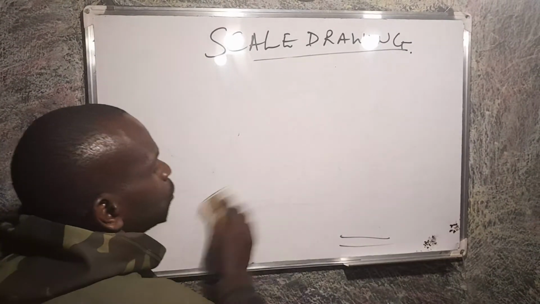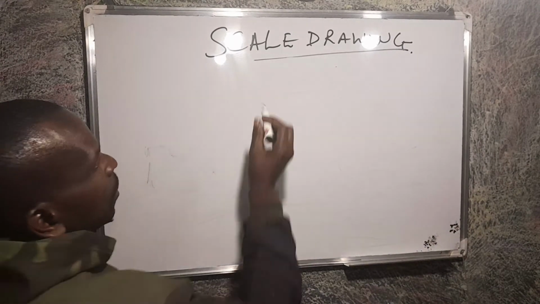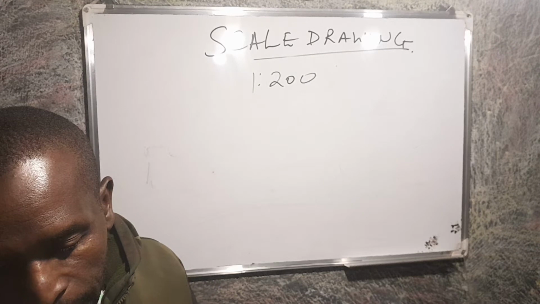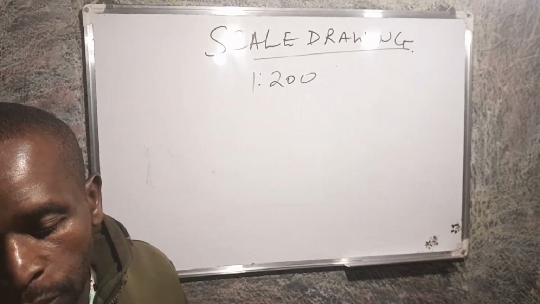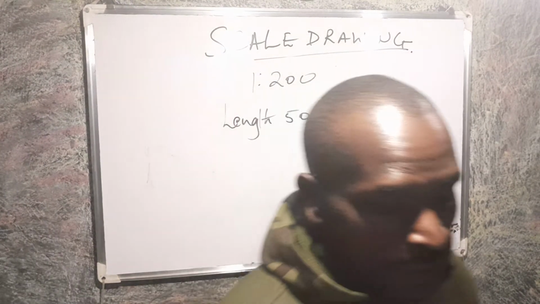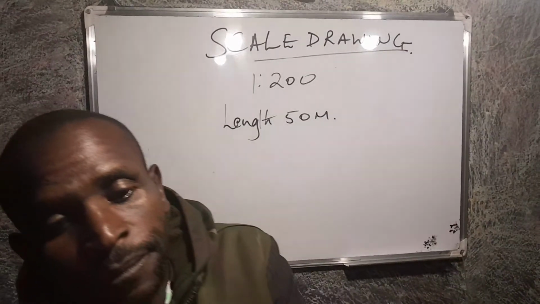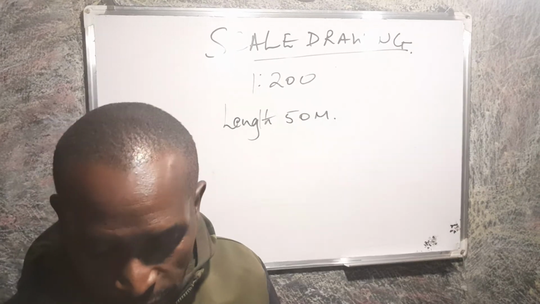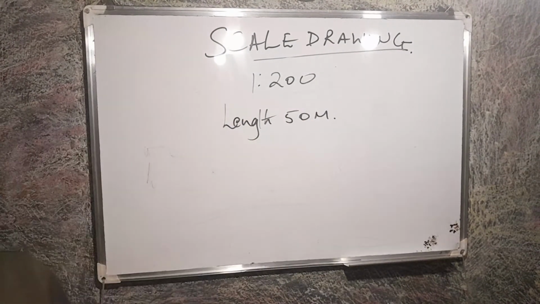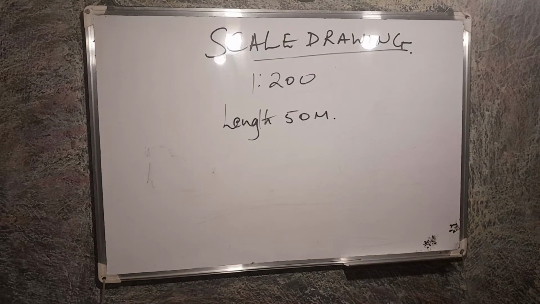The scale on the map is 1 to 200. What length on the map would be represented by a length of 50 meters? So what do you do here? What is the answer? What length on the map will be represented by 50 meters?